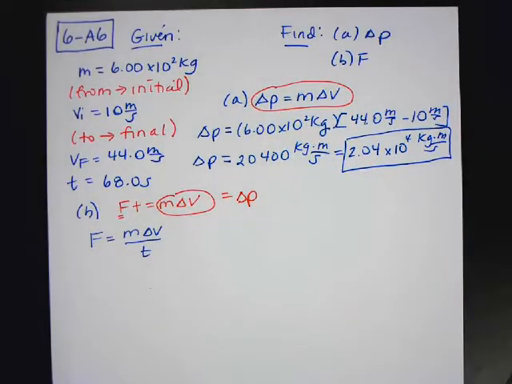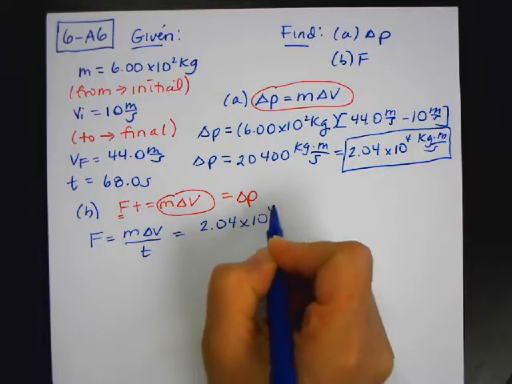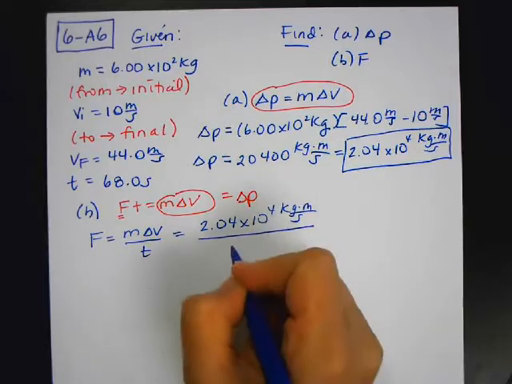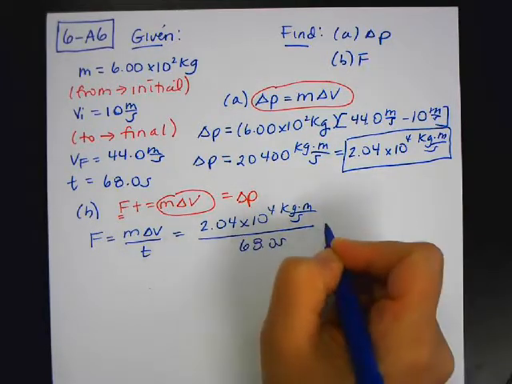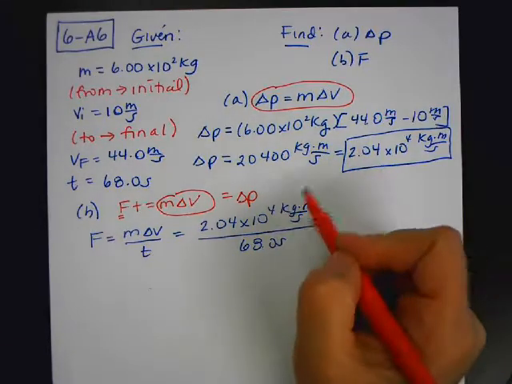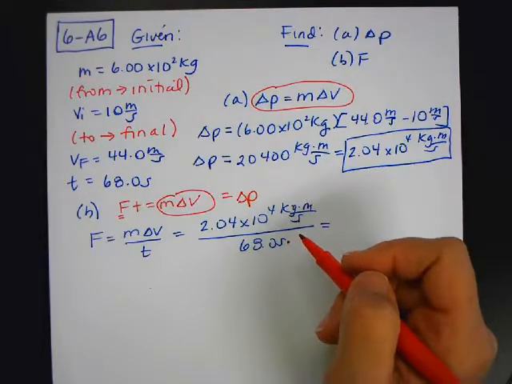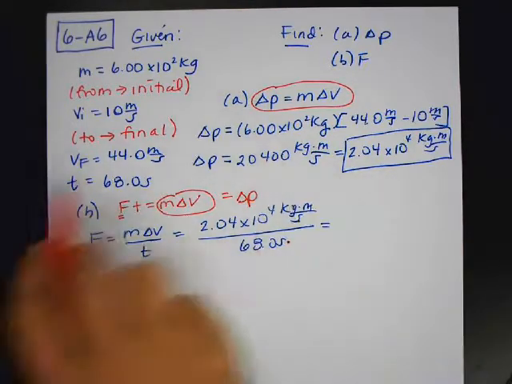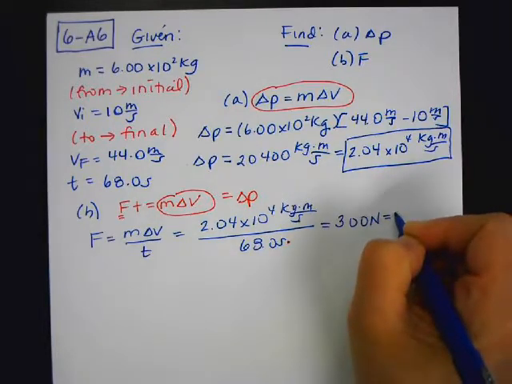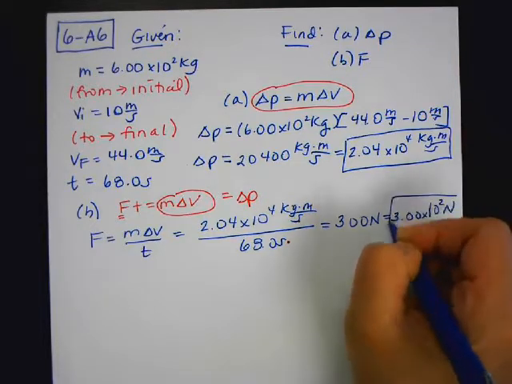So now I'm going to substitute what I got in part A, 2.04 times 10 to the 4, divided by the time, which was in my given. And if I look at my units, I have a kilogram meter per second divided by a second, which is a kilogram meter per second squared, which is a newton. So it comes out to be 300 newtons, or I could write 3.00 times 10 to the 2 newtons. That's it.